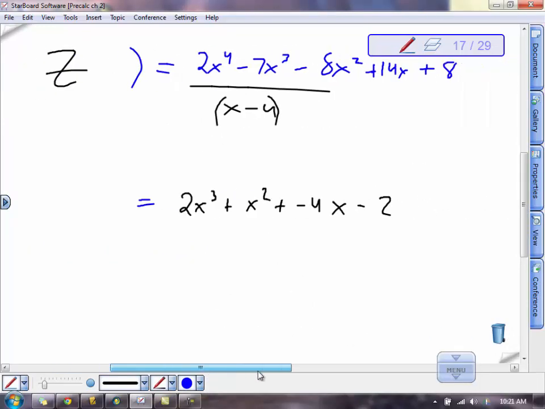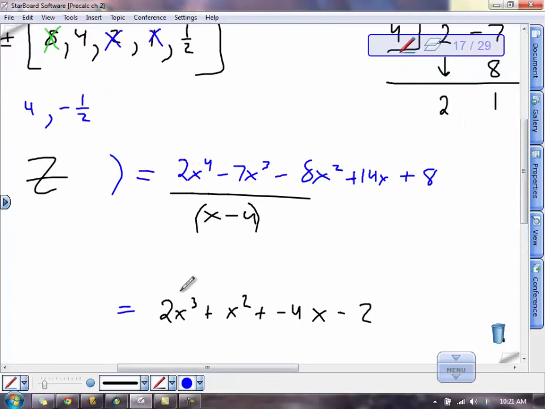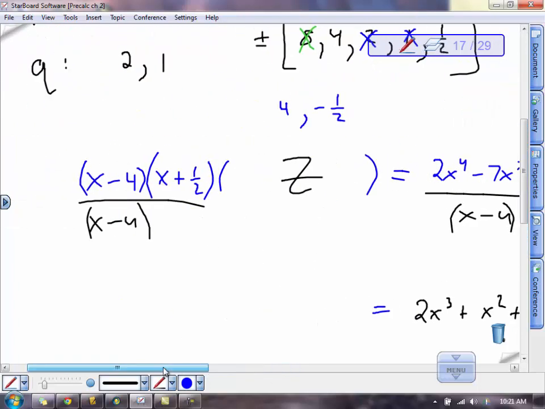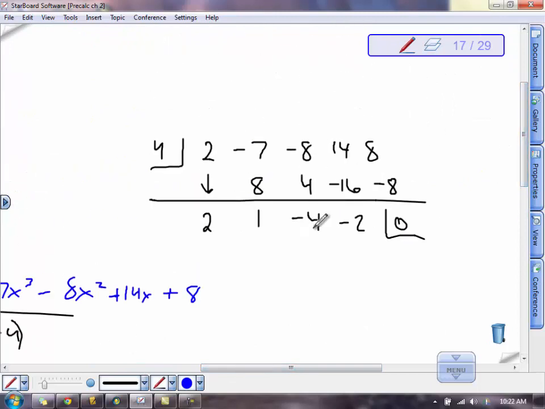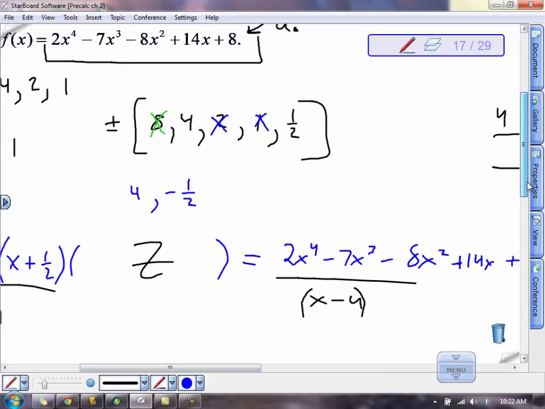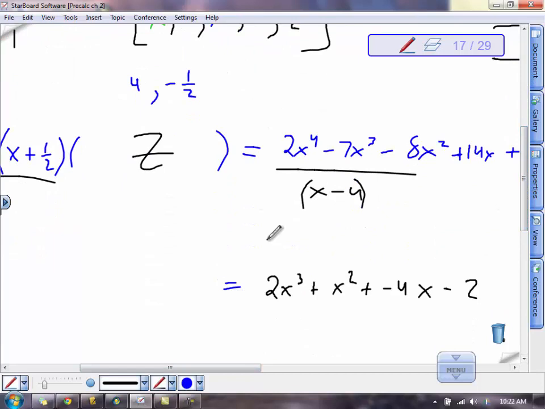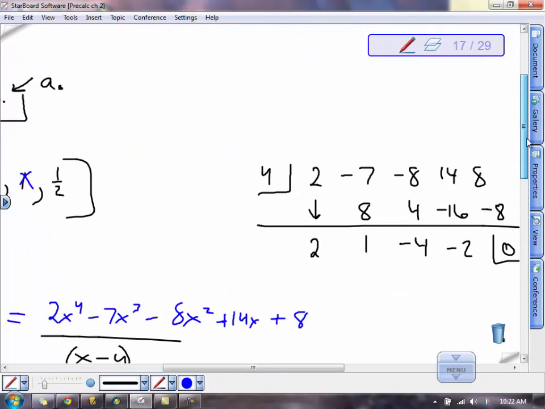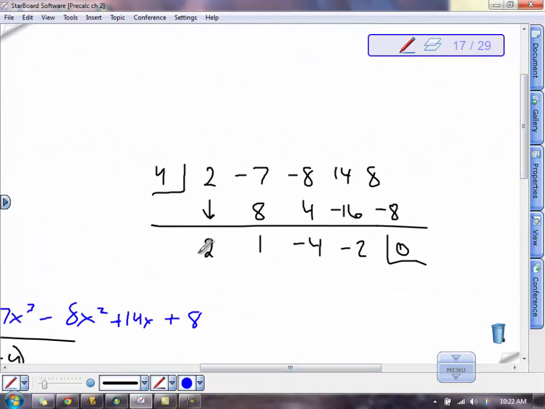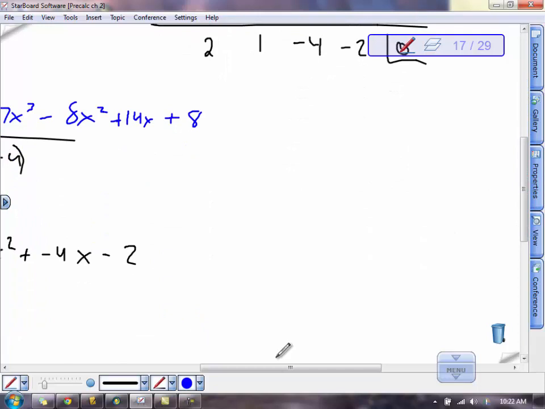So it sounds like some of you got it, which we talked about. We're going to divide x minus 4 into the original polynomial first. I did that right over here with synthetic division and got this polynomial right here, which is 2x cubed plus x squared minus 4x minus 2.